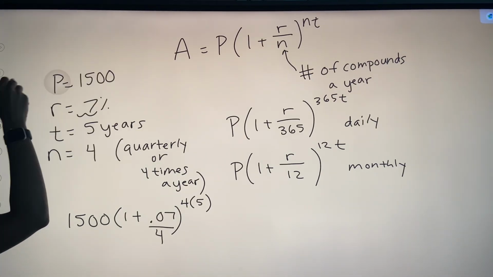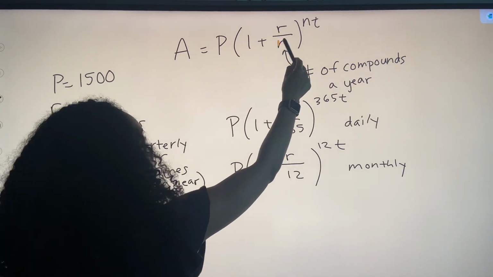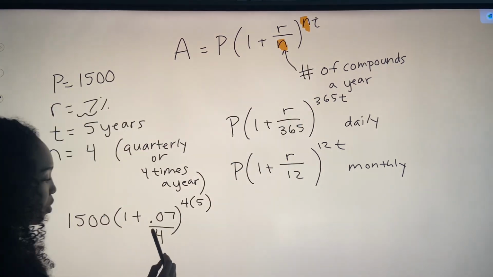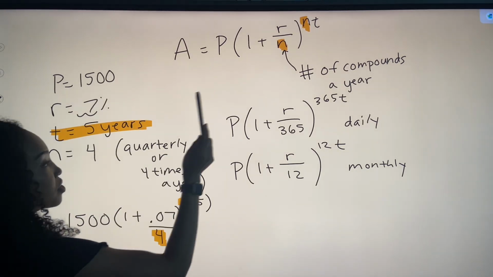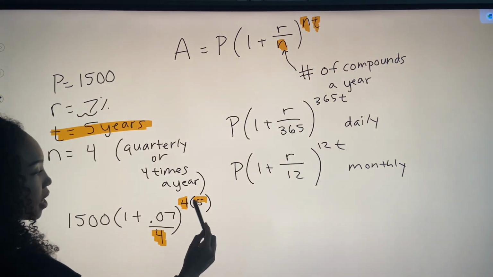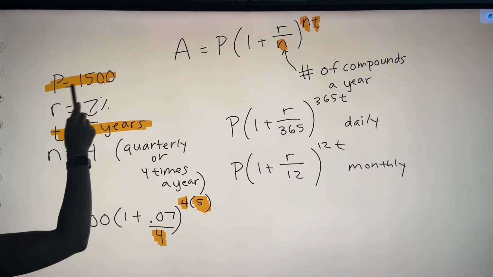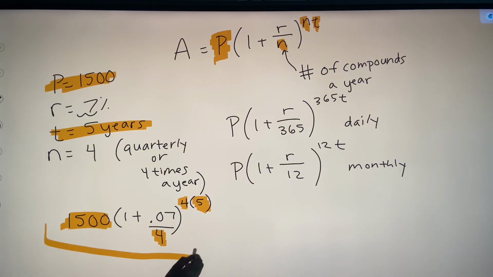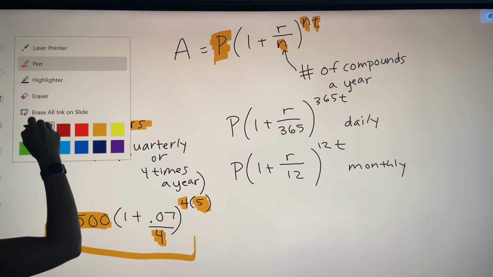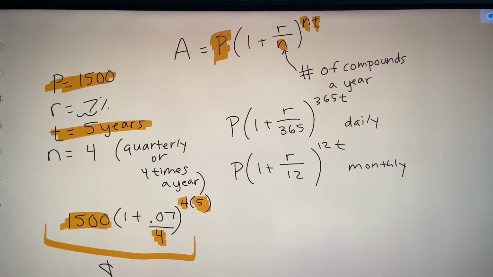So let me highlight what we used. This is the formula. Your n value was 4. That's why I put a 4 right here and right here. And then your time is 5 years. This is your time. Your principal value, that's right here. Okay, so guys, type that into your calculator and let me know what you get. If I compound the money 4 times a year and I do that for 5 years, and my interest rate is 7%, how much money will I have now?